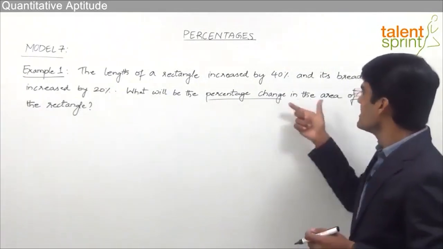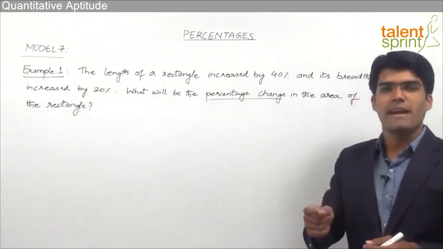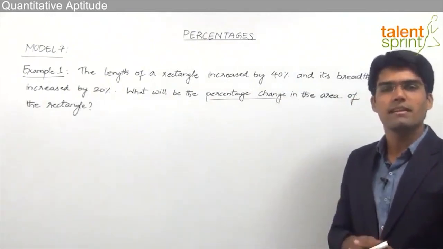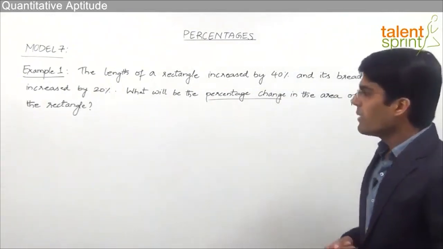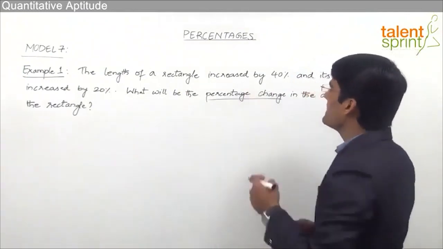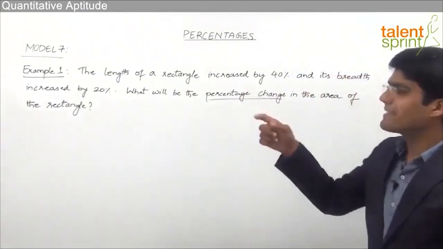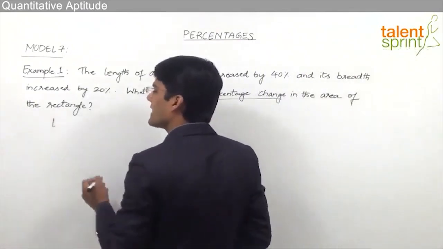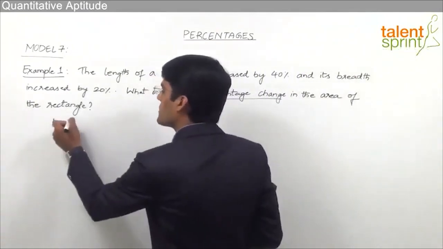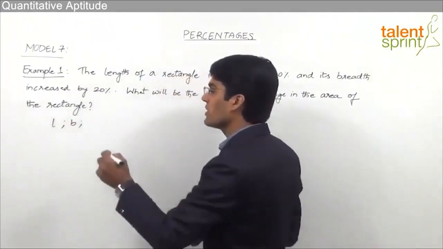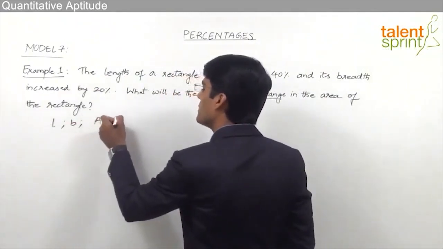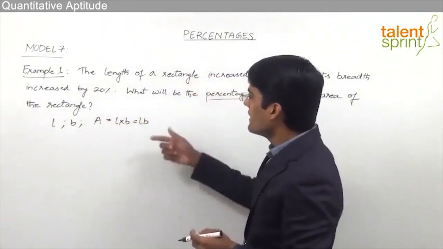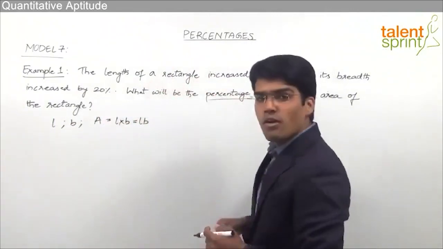So the percentage change in the area of the rectangle should be final area of the rectangle minus the initial area of the rectangle by initial area into 100. Now here the length of the rectangle has increased by 40% and the breadth has increased by 20%. Let us assume that the original length of the rectangle is L and its original breadth is B. So the original area of the rectangle A will be equal to length into breadth, that is LB. Now as given in the question, length has increased by 40%.